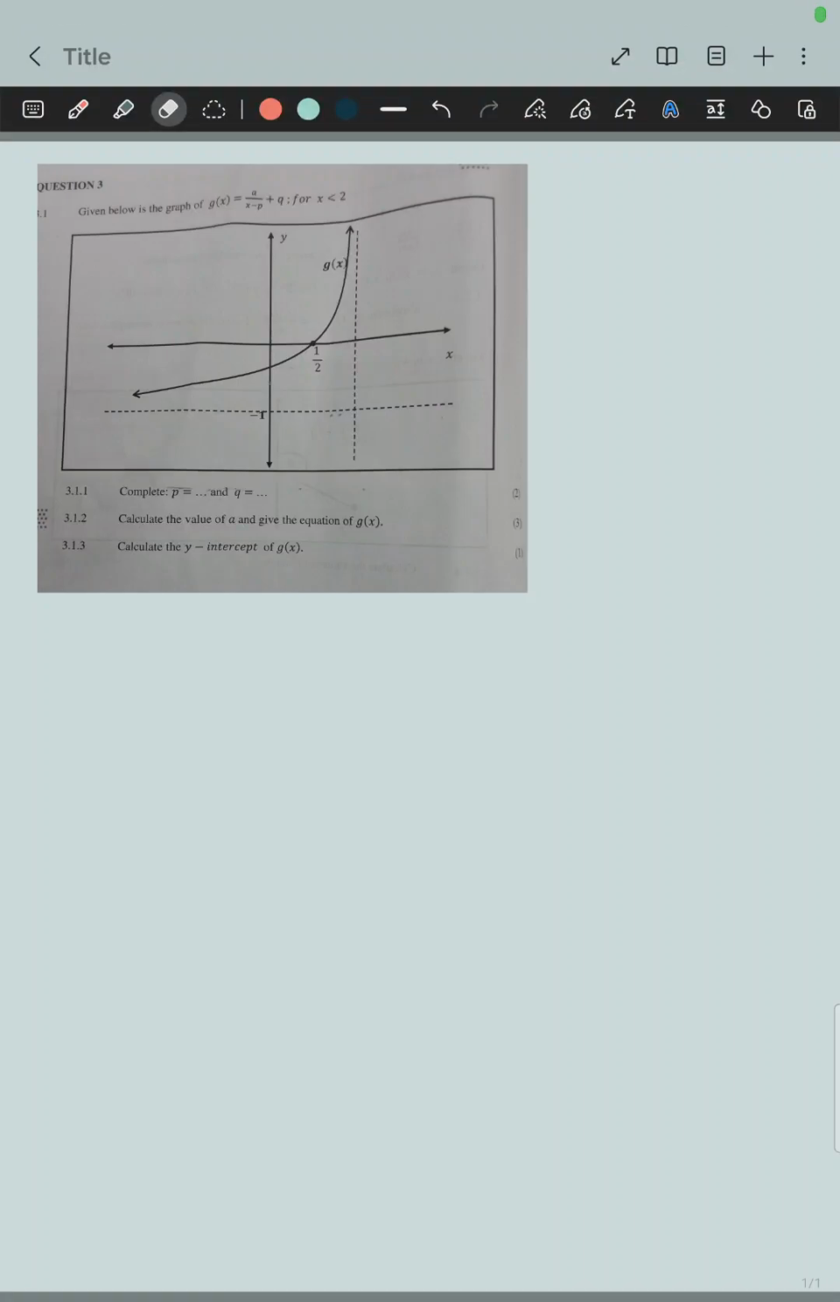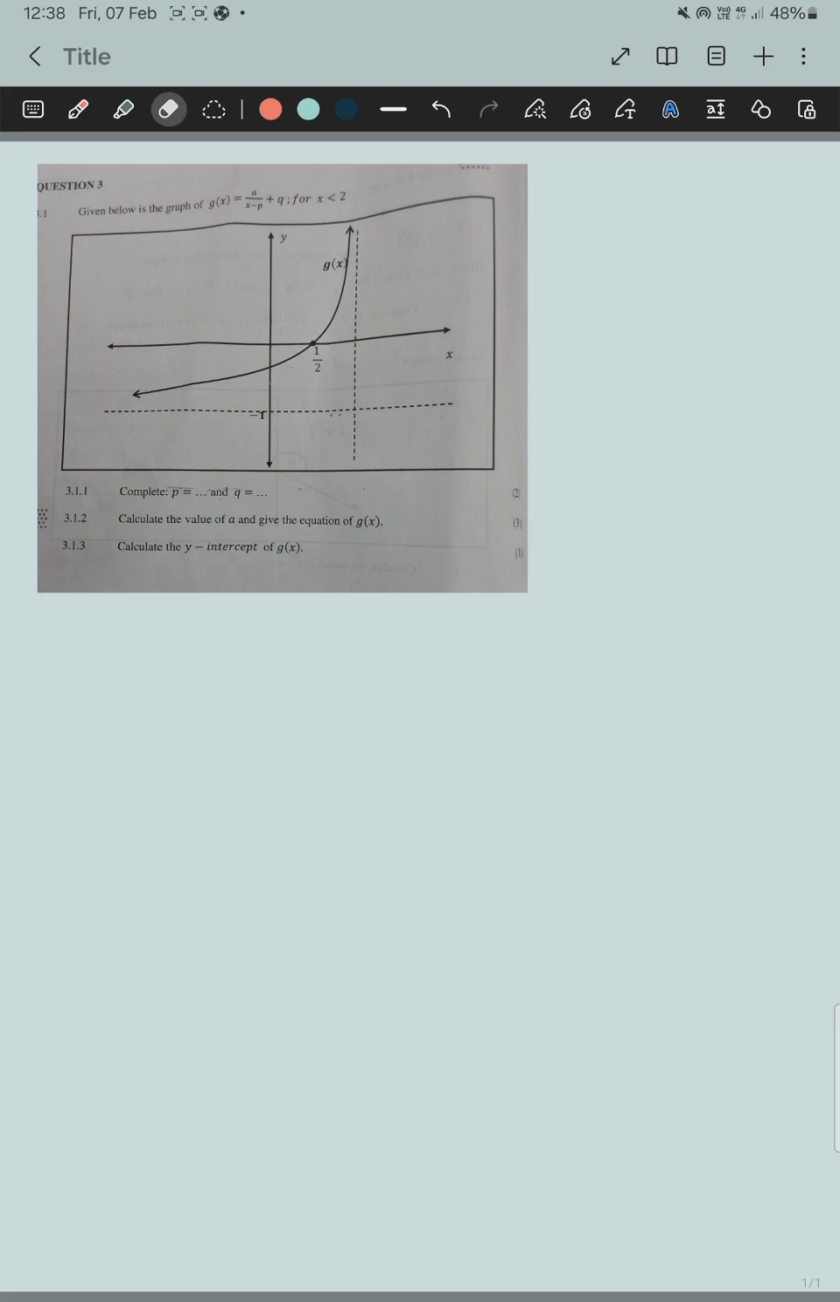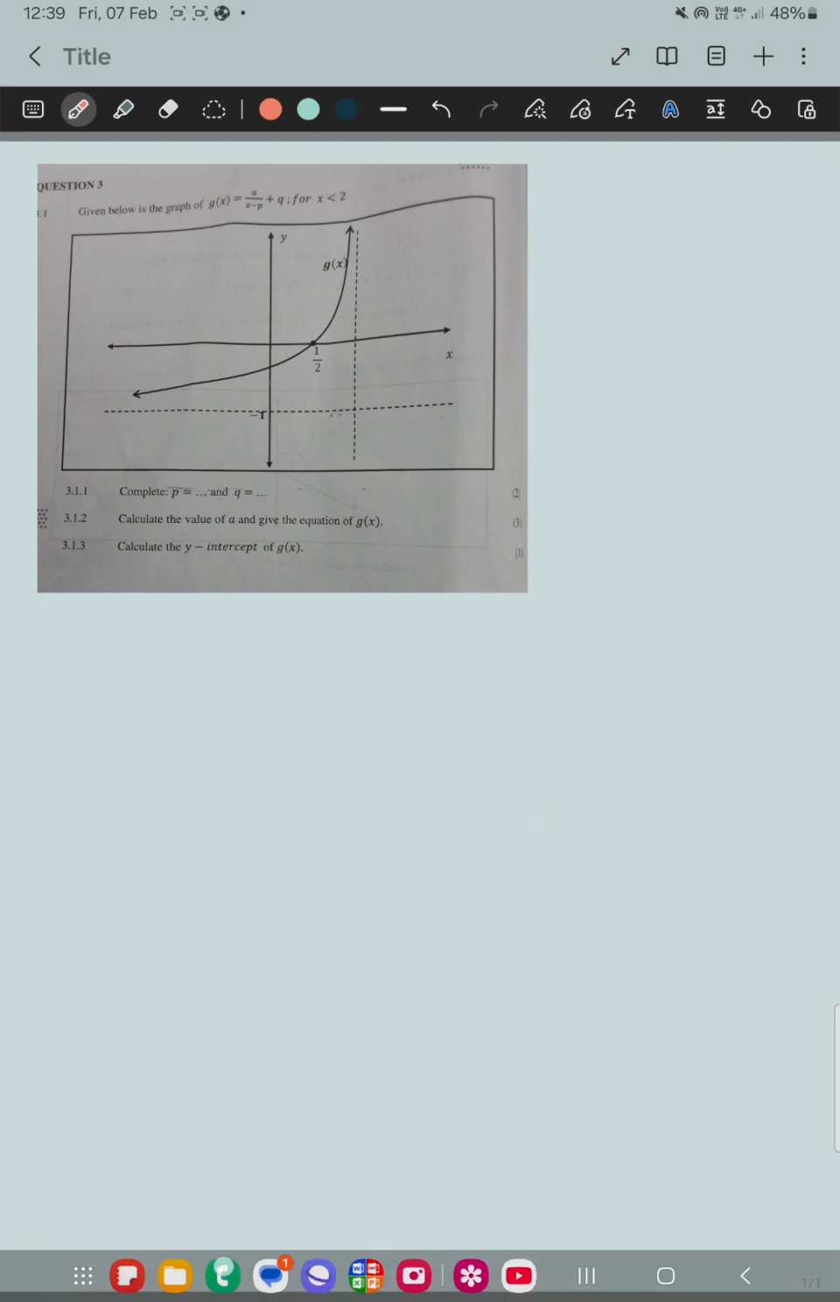Students, we continue with our 2024 paper 1, November. So we have here a graph, a hyperbola, two asymptotes. We are given the equation of the hyperbola. We are given the asymptote -1, our horizontal asymptote. We know that is our Q, so this is our Q. We know the vertical one is our P.